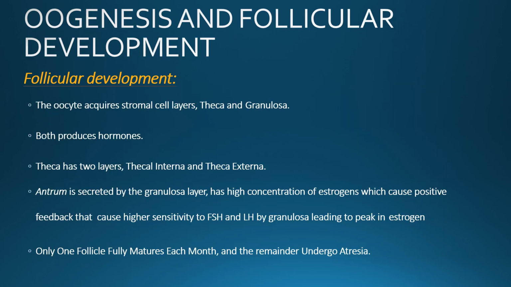In follicular development, the oocyte acquires stromal cell layers, theca and granulosa. Both of these produce hormones. The theca has two layers, theca interna and externa. The antrum is secreted by the granulosa layer, which has a high concentration of estrogens, which cause positive feedback, giving higher sensitivity to FSH and LH by the granulosa, leading to a peak in estrogen. Only one follicle fully matures each month, and the remainder undergo atresia.